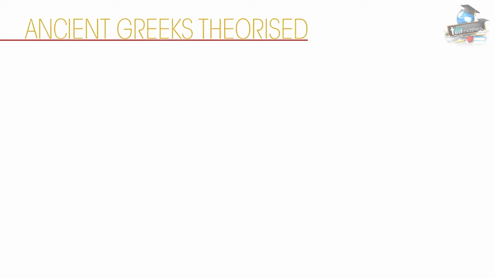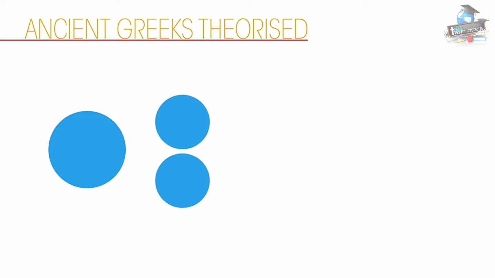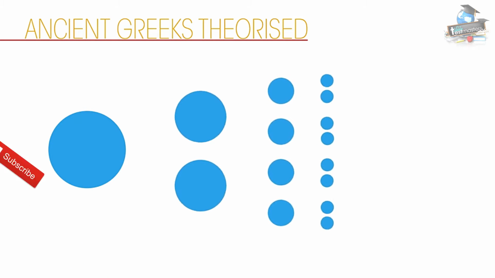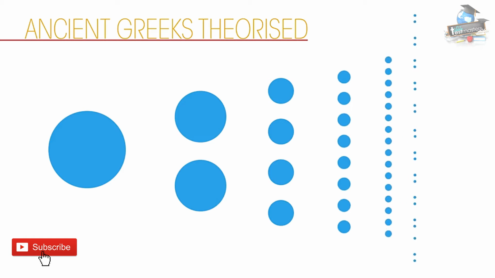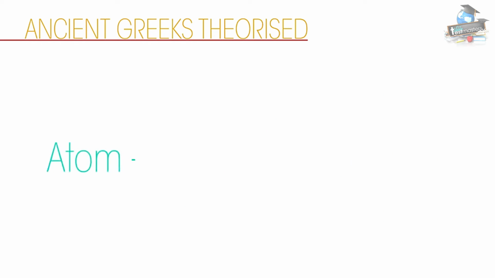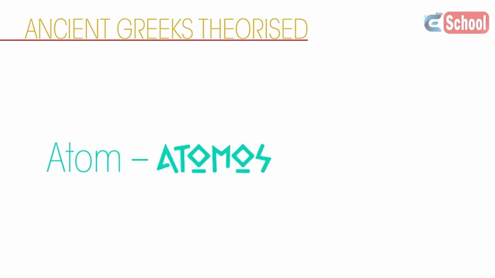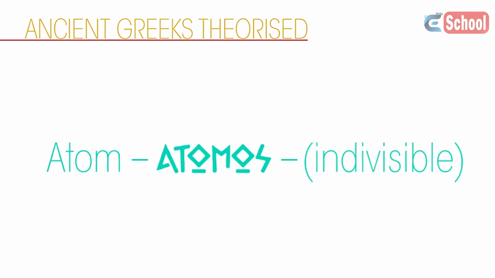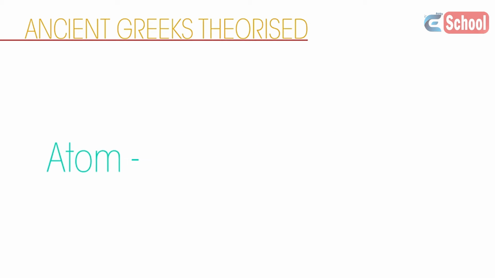The ancient Greeks theorized that all matter can be divided into smaller and smaller units until such a point that there would only be tiny particles left that could not be divided any further. This was the first theory of the atom. Indeed, the word atom comes from the ancient Greek word atomos, which means indivisible.